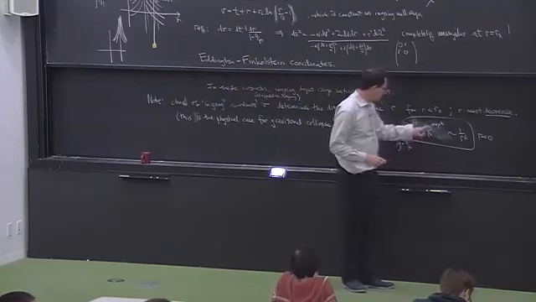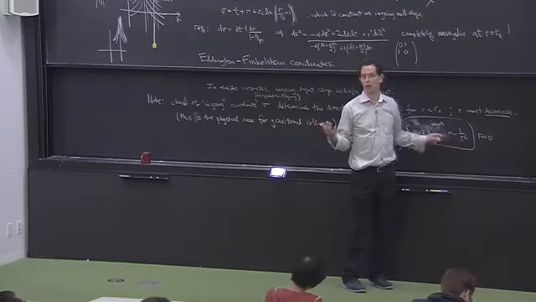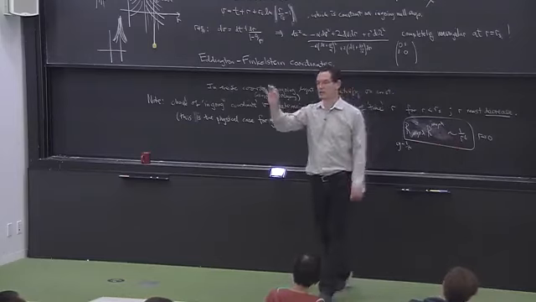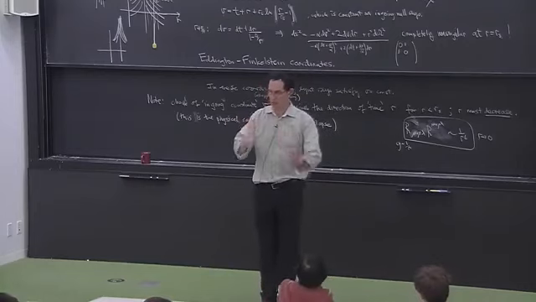But when you calculate this quantity, it's finite at Rs. All curvature invariants are finite at the Schwarzschild radius. That's an indication that this is really a coordinate problem.